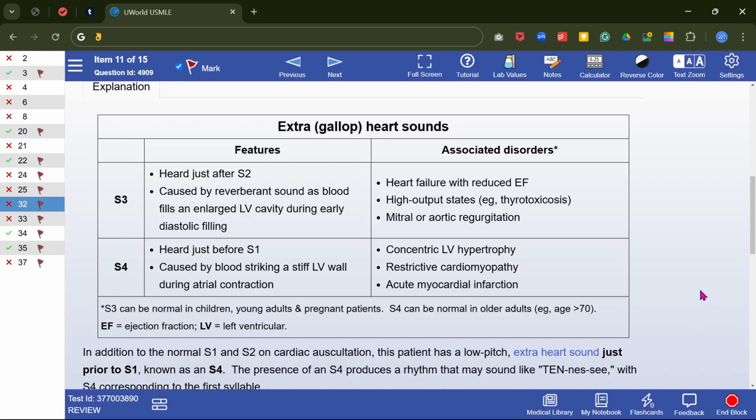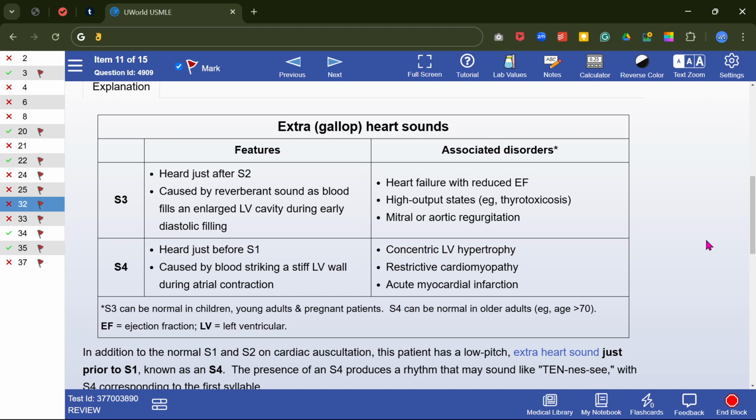Okay, now extra or gallop sounds. In extra or gallop sounds, S3 is heard just after S2. So S1, S2, S3. S3 is heard just after S2. It is caused by reverberant sound as blood fills an enlarged left ventricular cavity during diastolic filling.